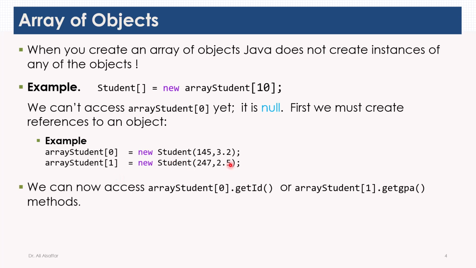Now after you create the objects of type class, you can access the methods of these objects. For example, if you want to get the ID for the first student, first you have to locate its location, which is array student 0, then you write dot, and then you write the getter method for ID, get ID, and it will give you the ID. Or you can get the GPA of the second student. Where is the second object? It is pointed by array student 1. So you write array student 1 dot get GPA.